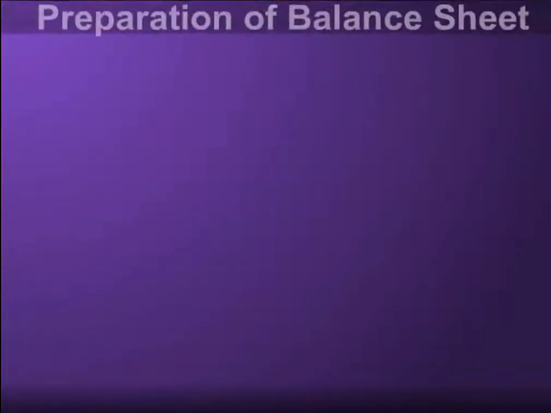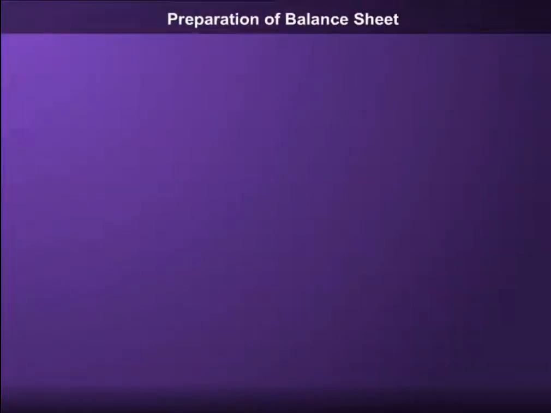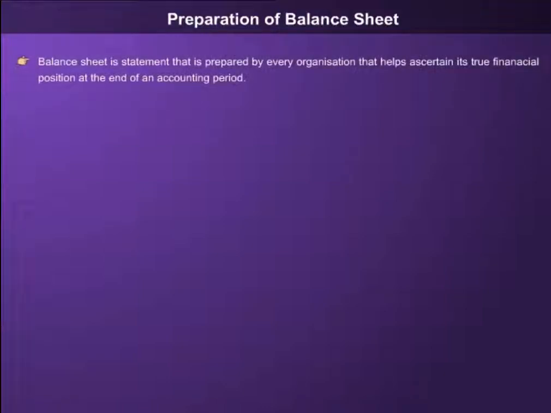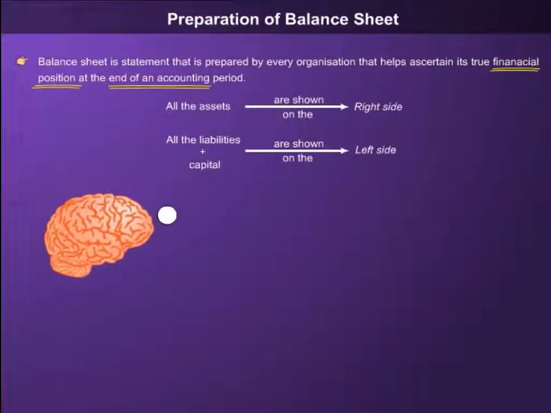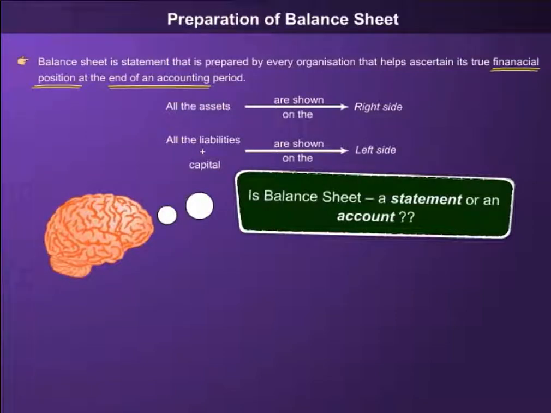Here we will learn the preparation of balance sheet. But before that, let's have a few words related to it. As you know, a balance sheet is prepared to ascertain the financial position of a business at the end of an accounting period. It lists all the assets on right side and the liabilities along with proprietor's capital on the left side.